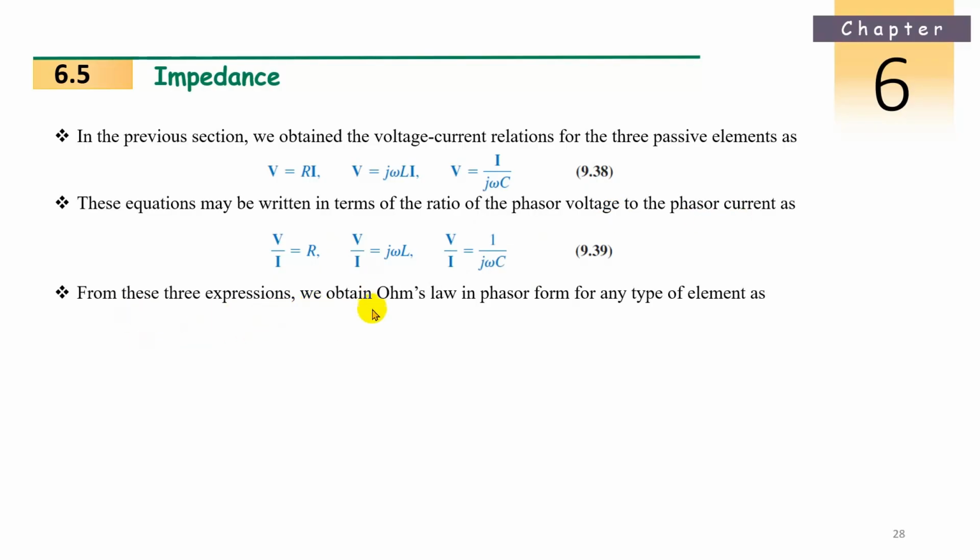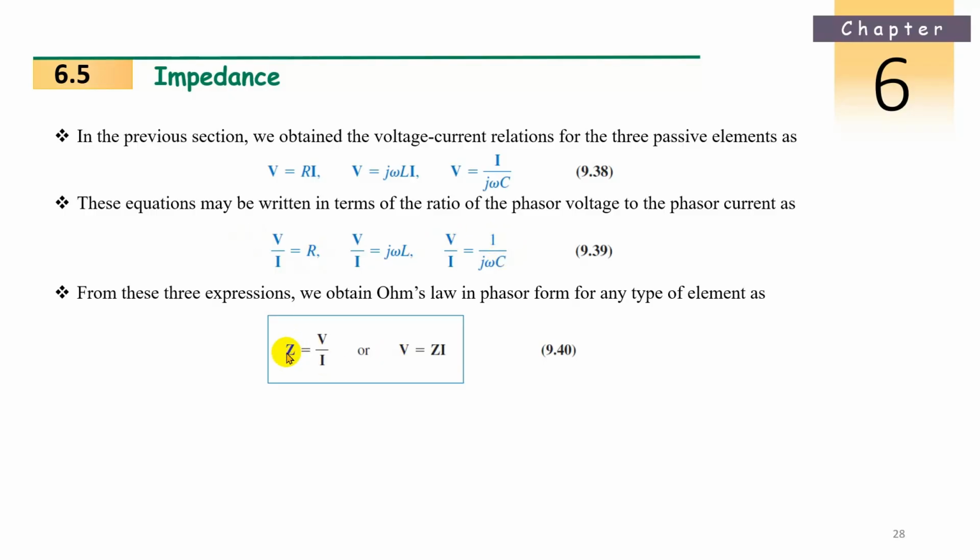From these three expressions, we obtain Ohm's law in the phasor form for any type of element. That's what I discussed. These are now Ohm's law, the V and I relationship for resistance, inductance and capacitance. So we now call V by I as Z. Z is nothing but your impedance. So V is equal to ZI, Ohm's law.